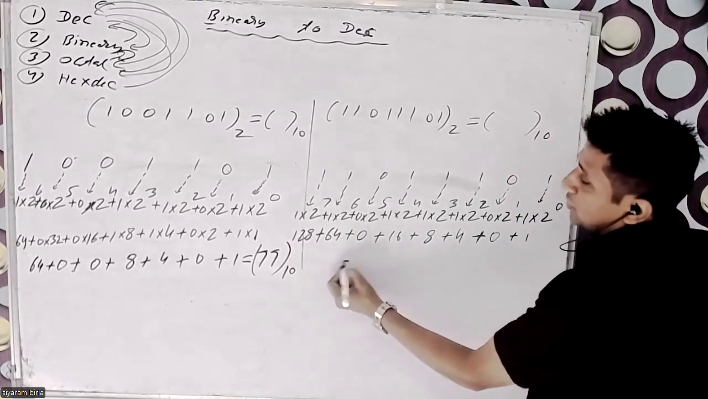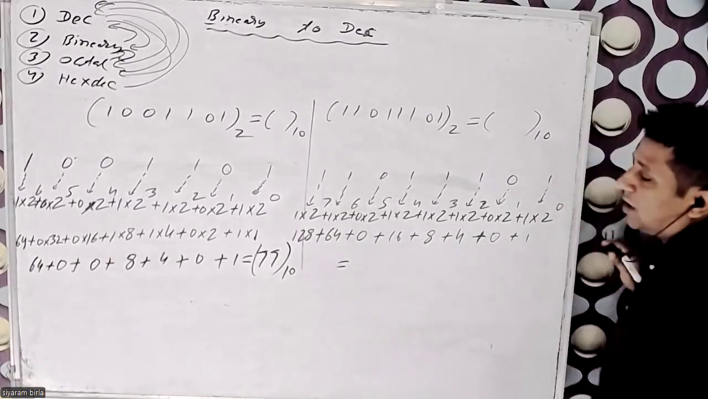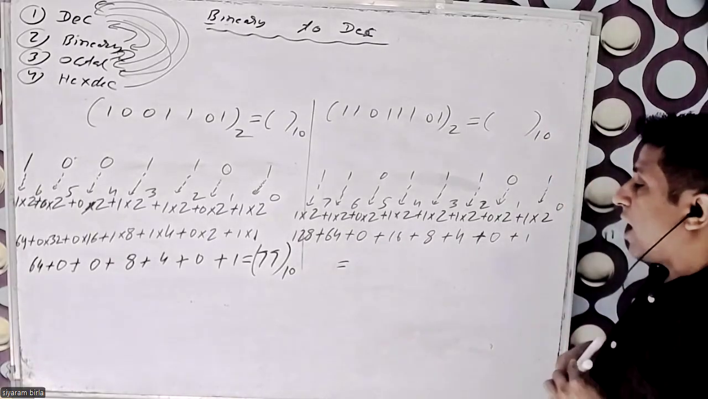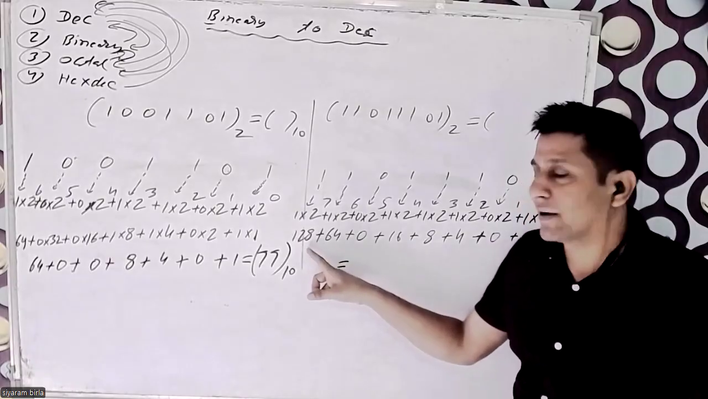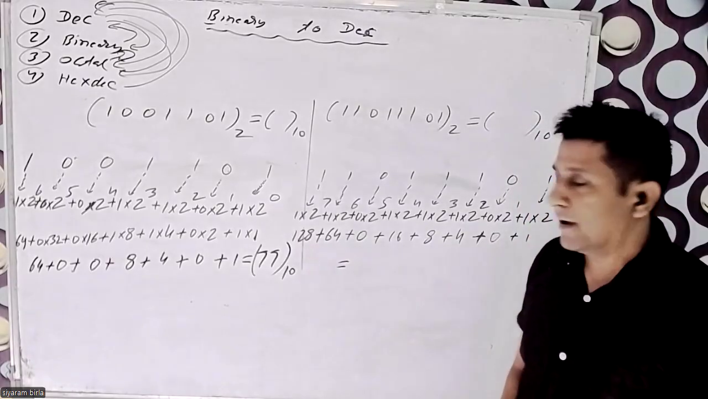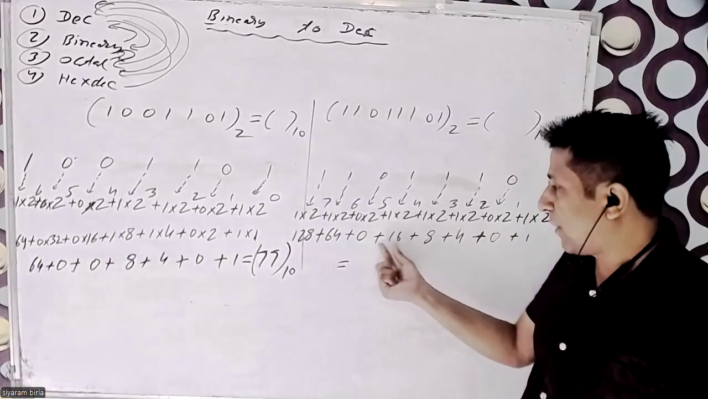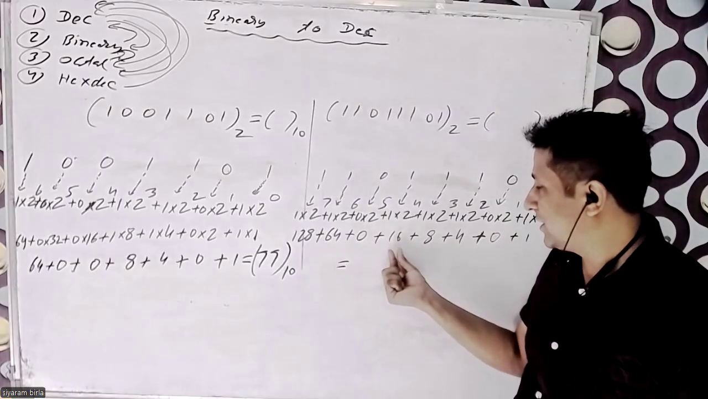If I'm adding these numbers, adding 128 directly is very difficult. So let me take something from this side, so it is very easy.